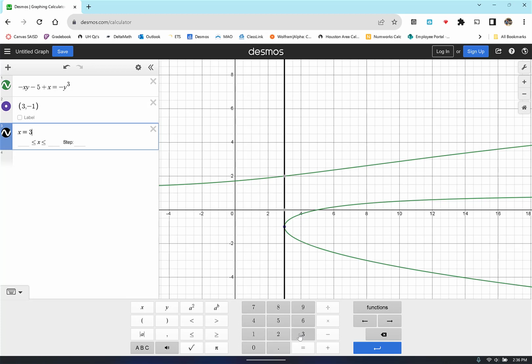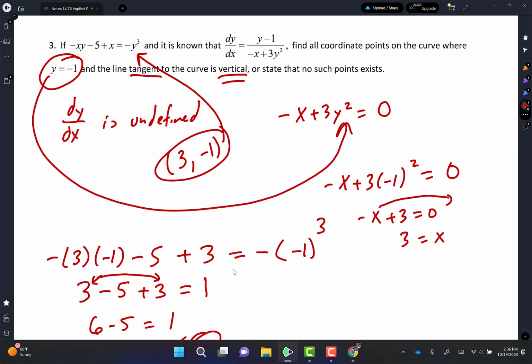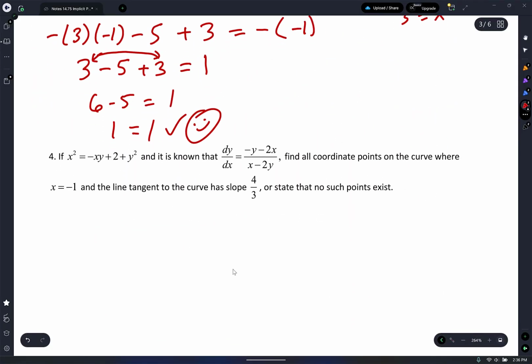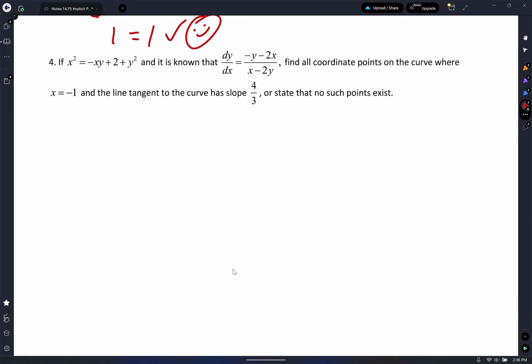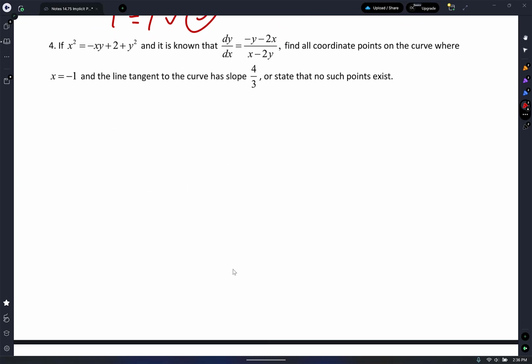Cool. Okay. We're going to have someone work on question 4. I think we have enough time. You want to give it a shot? All right. I just set it equal to the slope, right? Plug it in. You got it, girl.